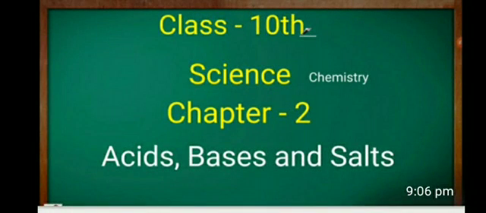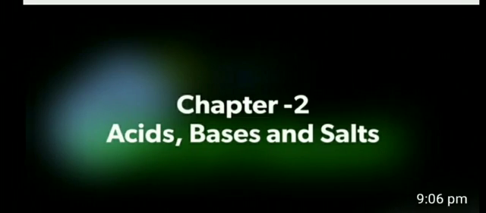Today I am going to start the second chapter, Acids, Bases and Salts, from your NCERT book. Students, this chapter is divided into 4 parts. In the first part, I will deal with acids and bases and their physical properties. In the second part, I will deal with the chemical properties of acids and bases, while in the third part, I will discuss the formation of dilute acids and the pH scale. And in the fourth part, I will discuss salts and their preparation. So students, let's begin the chapter.